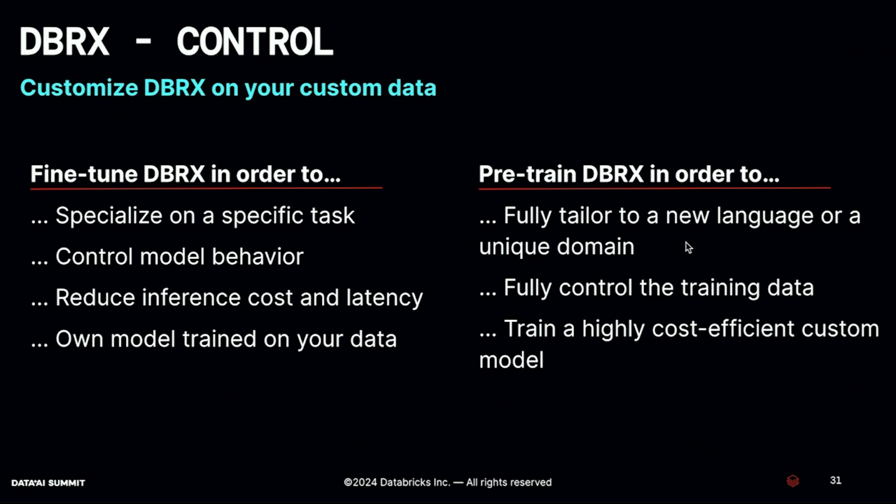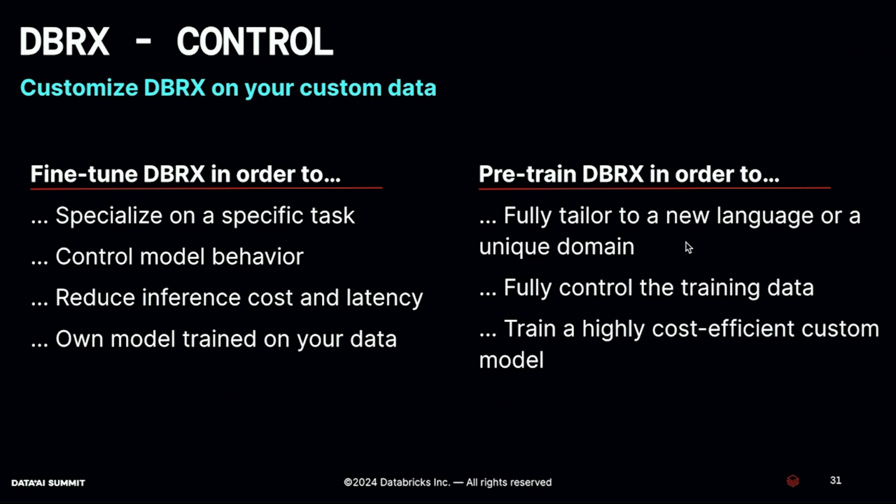something like a new language. Maybe there's a low resource language that the model is not good at, or other models are also not good at, and pre-training DBRX on that data allows you to get the model to perform well on that language. Sometimes it's even a domain, like the legal domain or healthcare. These domains tend to have special languages, and pre-training on that data helps you get a model that is very performant on that. And then the other thing, you can also fully control the training data.